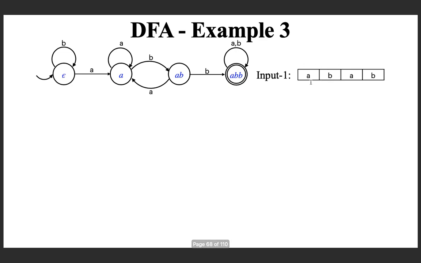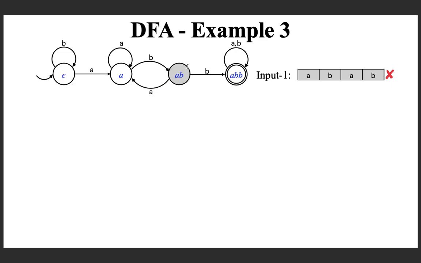Again consider an example. The first input, if you process from the start state, the first symbol is A, you are taking this A transition coming here, and the next symbol is B, you are taking that B transition coming over here, and next is A, you are moving back using the A transition, you are here. Then the last symbol is B, you are moving here and you finished there, and because you finished in a non-final state, it is rejected.